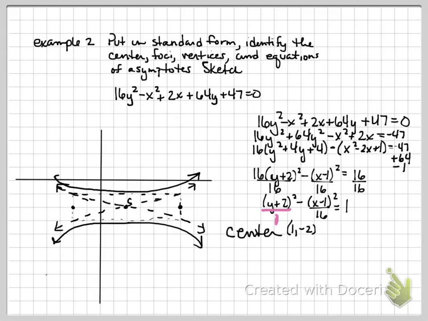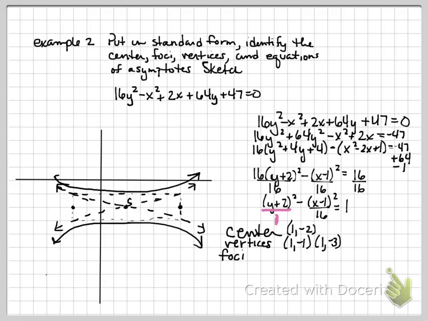We can find our vertices by looking where our hyperbolas are. So they're above and below, so it went up and went down by 1. So it's at 1, negative 1, and 1, negative 3. The foci is a little bit harder to find. To find the foci involves a little bit of calculations.